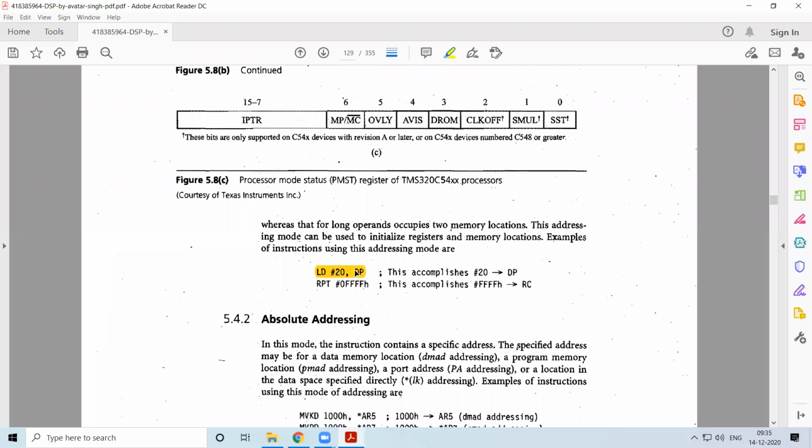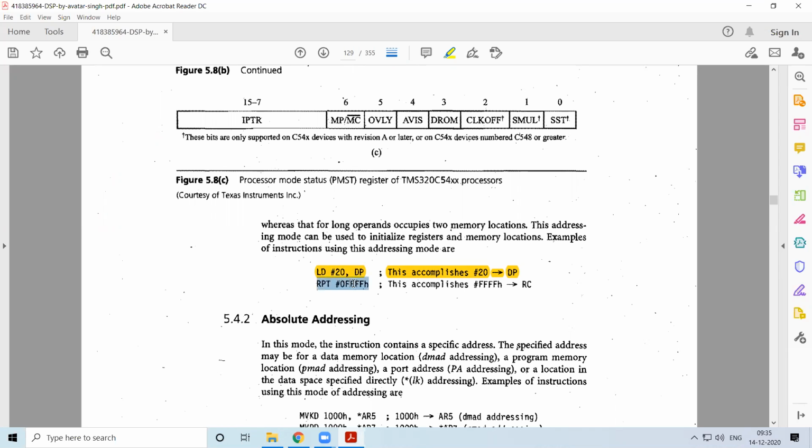This 20 is loaded into the DP register. So the 20 value is directly accessed. I cannot call it direct addressing mode. It is immediate addressing mode because you are immediately specifying the value of the operand in the instruction itself.